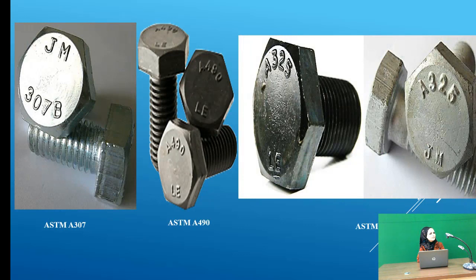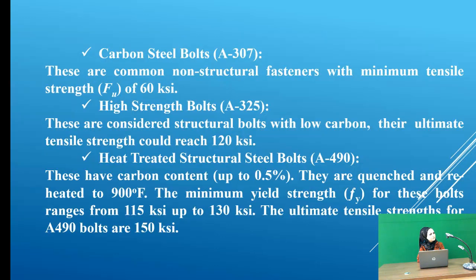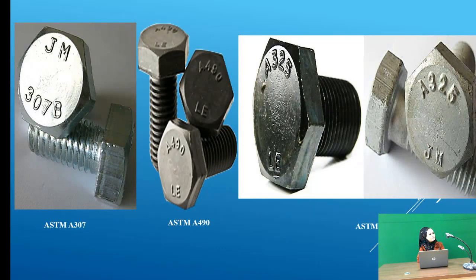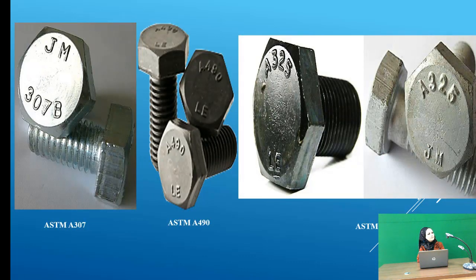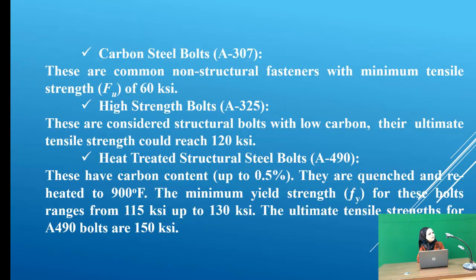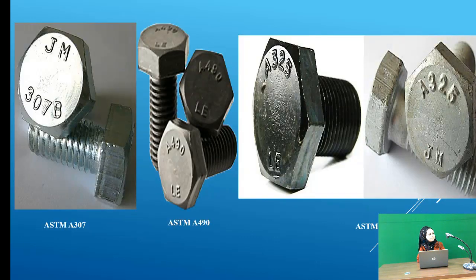This picture shows the types we mentioned before. The first picture is the A307 bolt, which is a carbon steel bolt. The second, A490 bolt, heat treated structural steel bolt. The last one, A325, which is a high strength bolt. The last two types of bolt are structural bolts, which are used to connect two structural steel sections together.